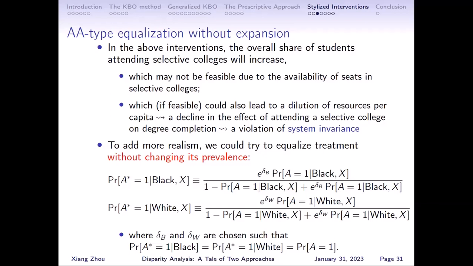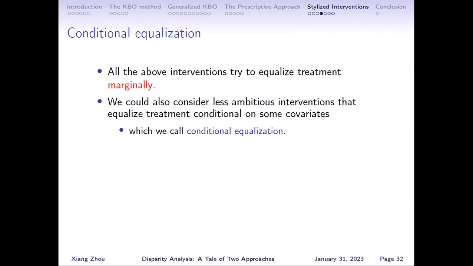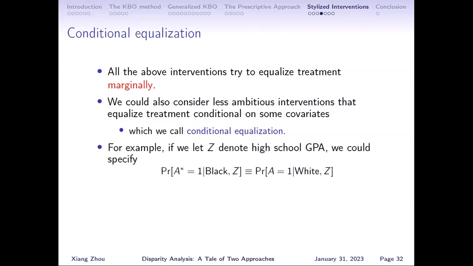Yeah, so this is why we call this affirmative action type equalization without expansion. And all the above three interventions try to equalize treatment marginally or unconditionally, right? And we could also consider less ambitious interventions that try to equalize treatment conditional on some covariates, which we call conditional equalization.